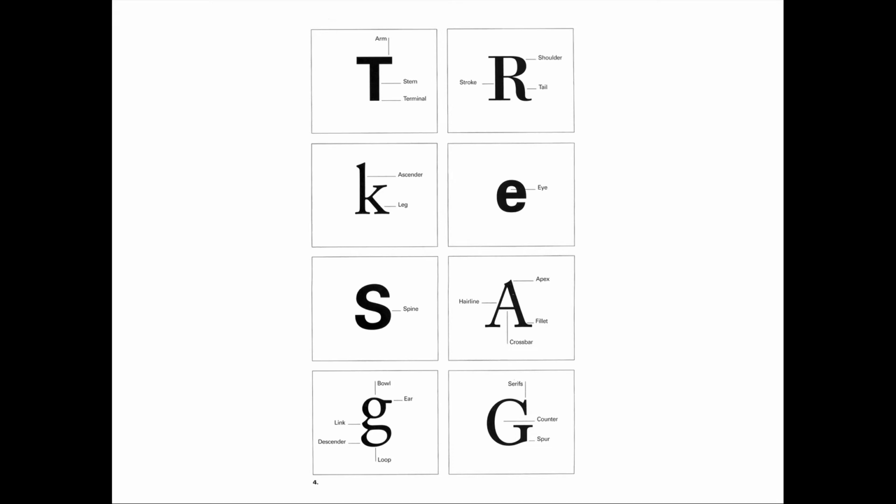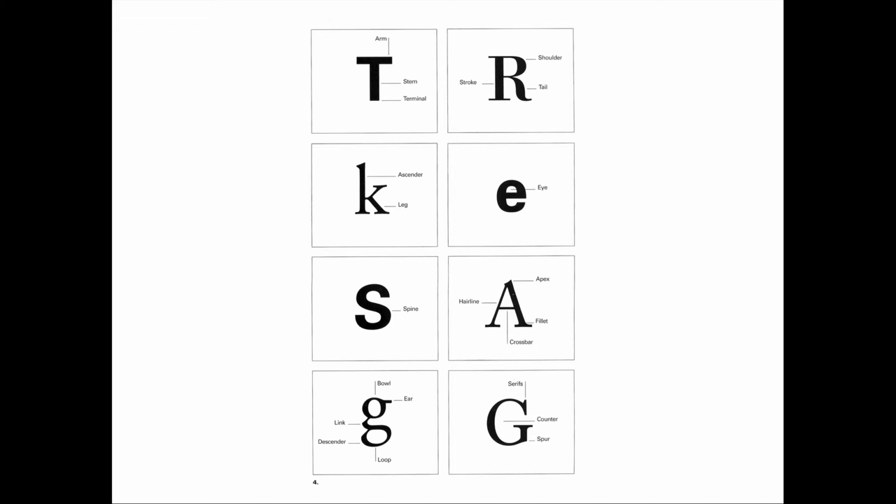Now we're going to look at the breakdown of the letter parts. If we look at the top left corner, the arm is a horizontal hangoff of a letter form. It protrudes from the stem, and the stem is the primary vertical stroke. The terminal is a hard edge on a sans serif typeface. A stroke is the contrast and girth of a mark.